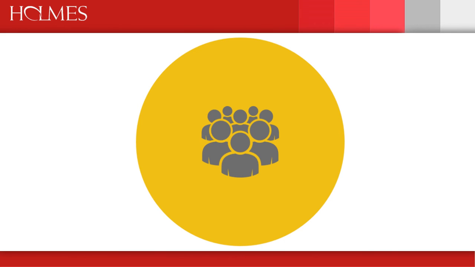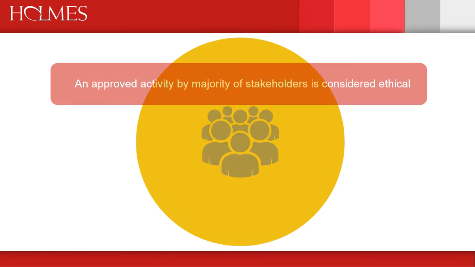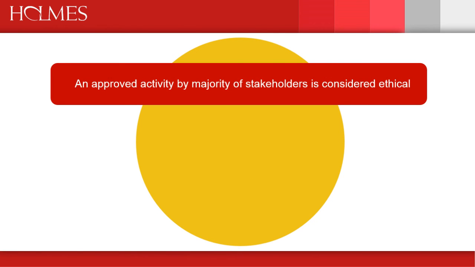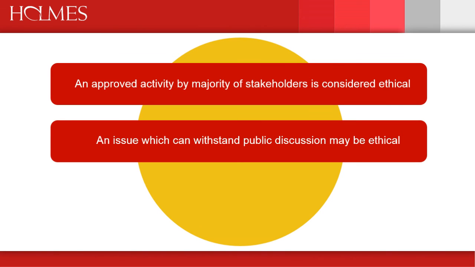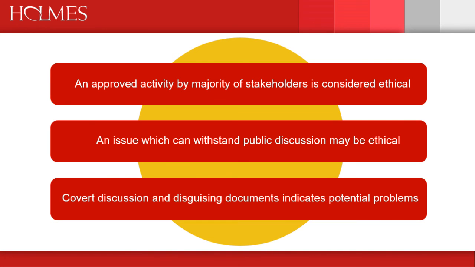Methods to identify an ethical issue include: firstly, if an activity is approved by the majority stakeholders of an organisation, it may be considered as ethical. Secondly, if an issue can withstand open discussion with the outside world, it can be considered as ethical. Finally, if an organisation encourages covert discussion and disguises documents, it points to an unethical action.